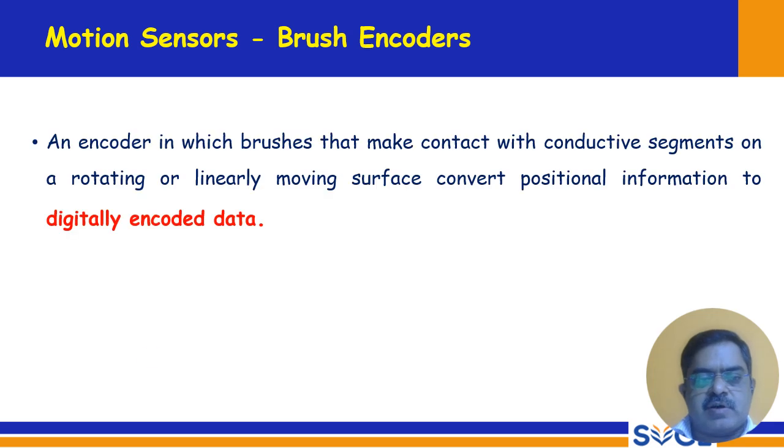Motion sensors, brush encoders: an encoder in which brushes make contact with conductive segments on a rotating or linearly moving surface to convert positional information to digitally encoded data. This is a simple brush encoder definition. So the output from this is digitally encoded data. In a digital form we are getting the output.